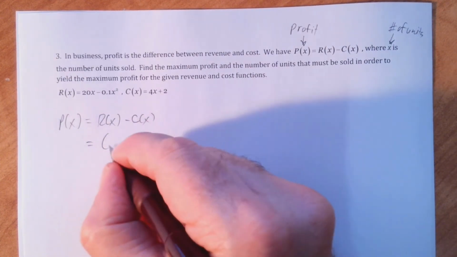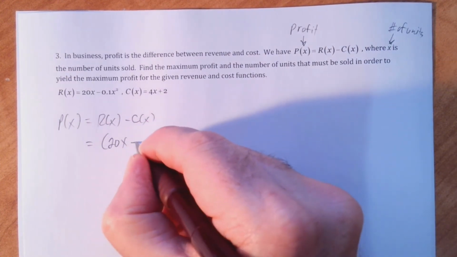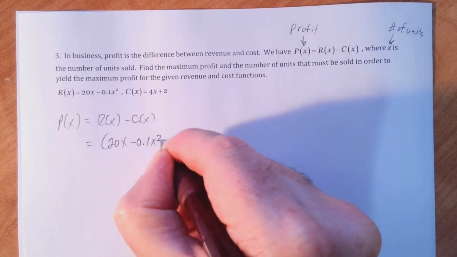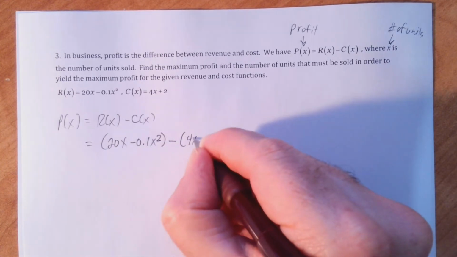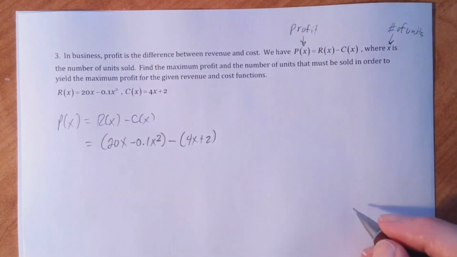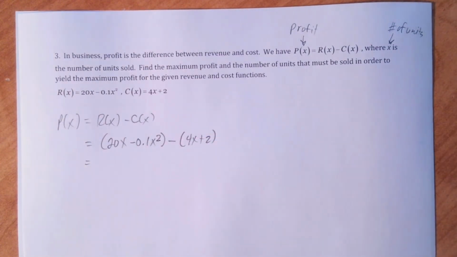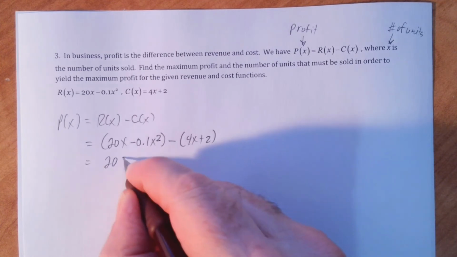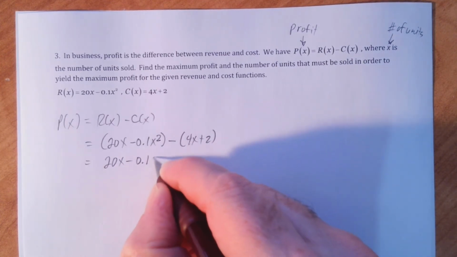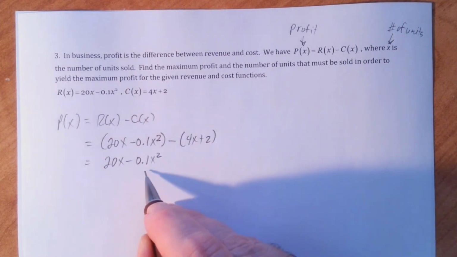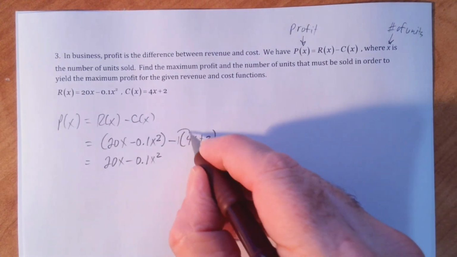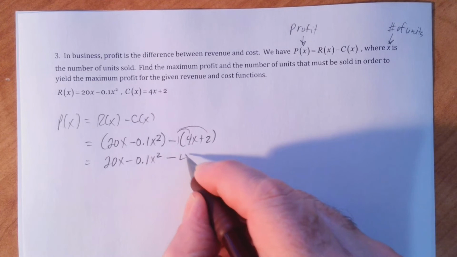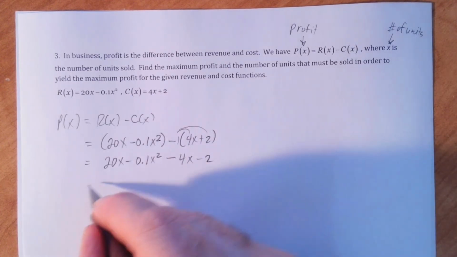And so that's going to be 20x minus 0.1x squared minus 4x plus 2. So we don't need the parentheses here. We can go ahead and drop them for the first binomial. But here we're going to have to distribute the negative. That negative is going to get distributed to both terms. It will be minus 5x minus 2.